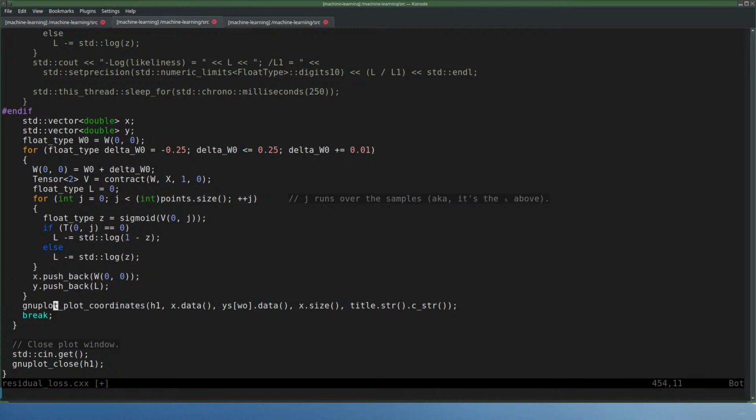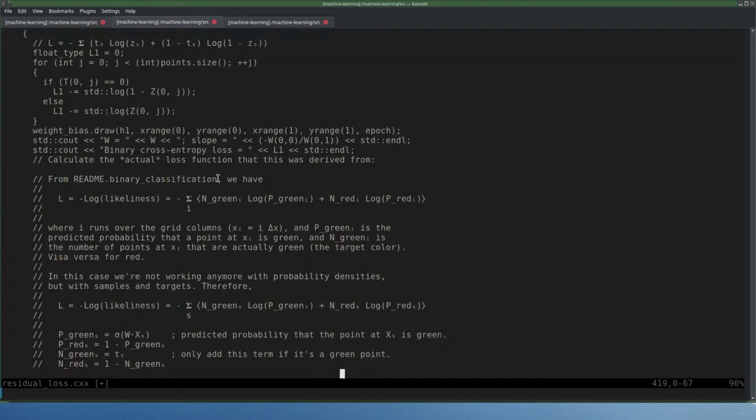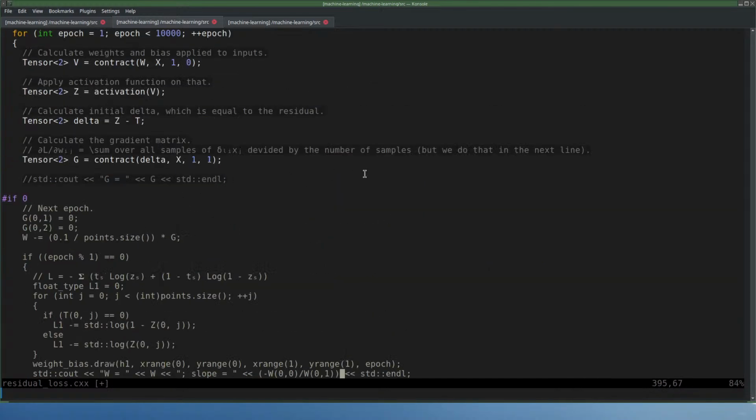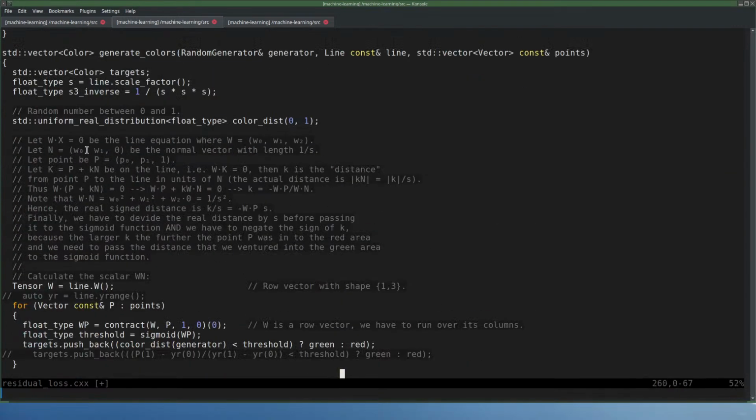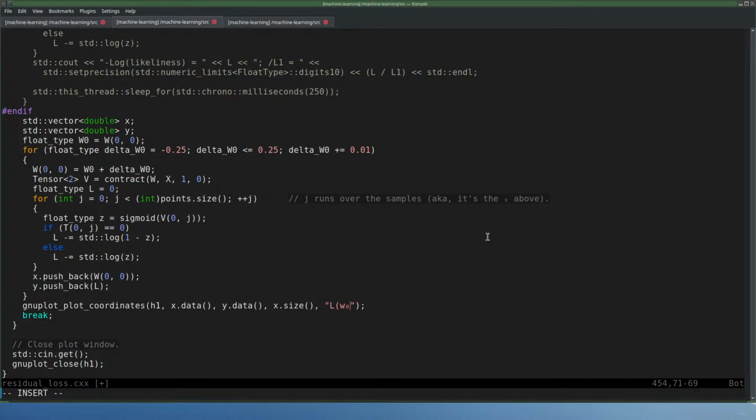Let's try to be consistent. X data, Y data, X size, and then some title. What is the title? I want my subscript. Subscript W0. Let's see if GNU-plot can show that.